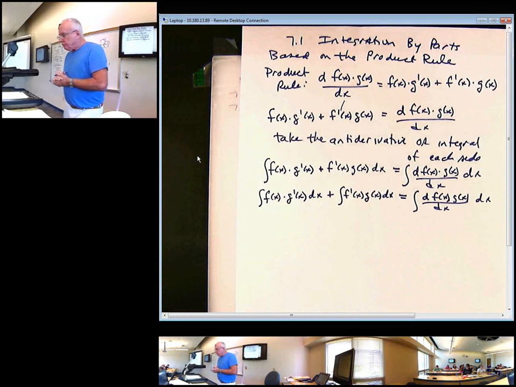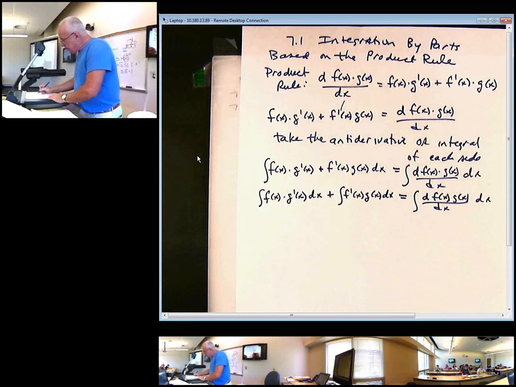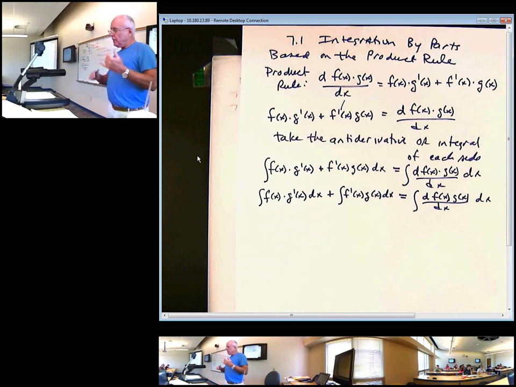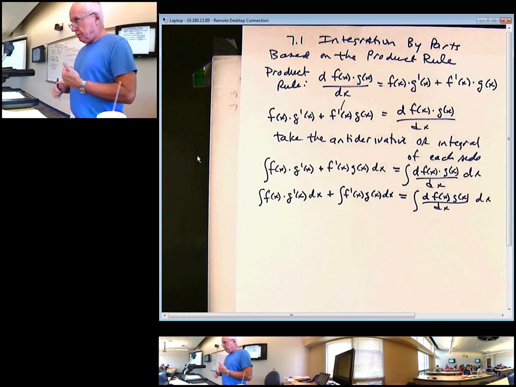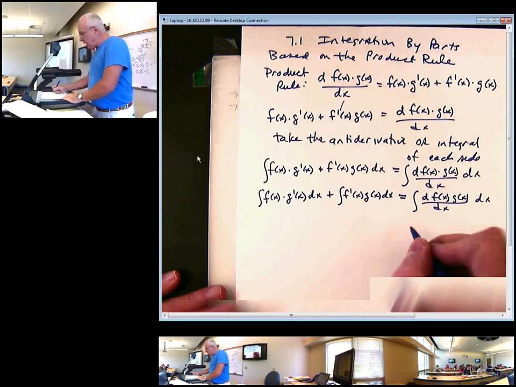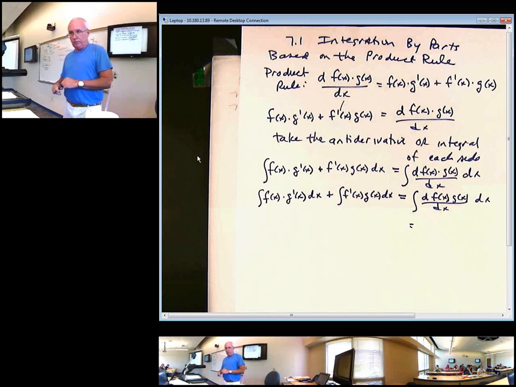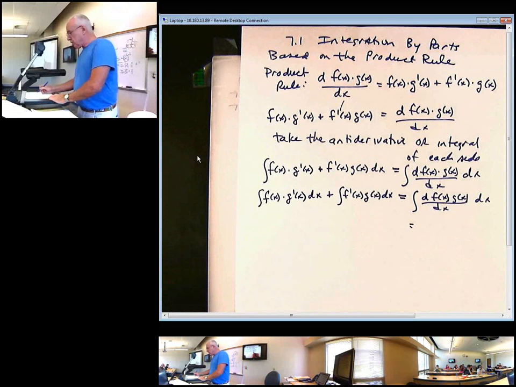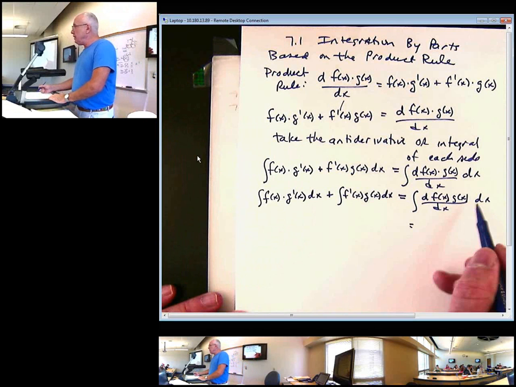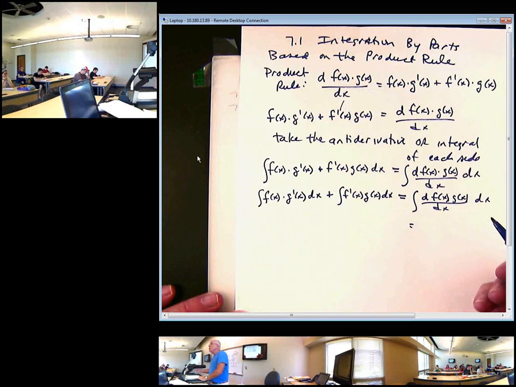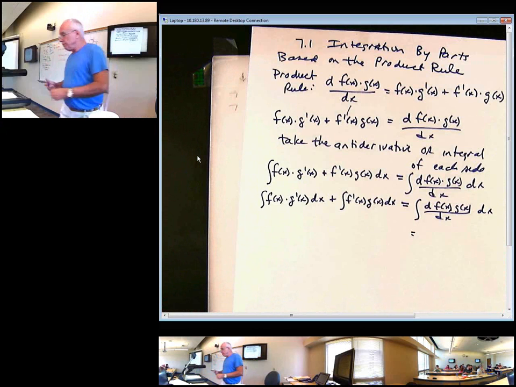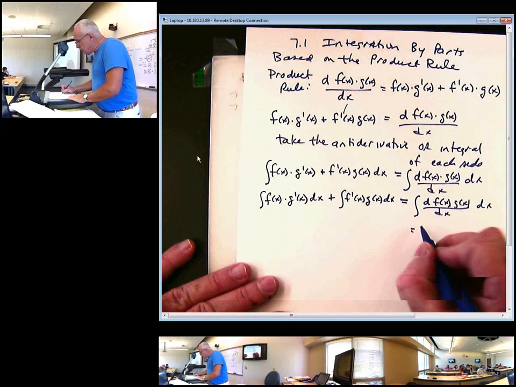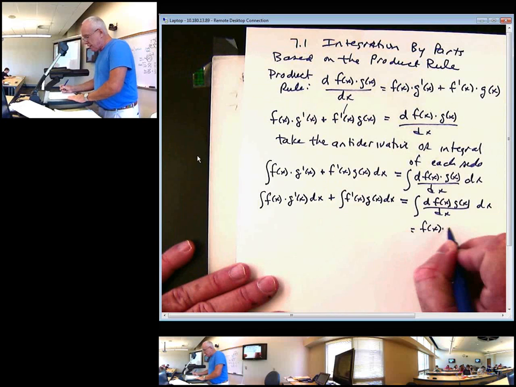All right. Now, this right-hand side, we're taking the integral or antiderivative of a derivative. And so this involves f of x times g of x. What will I get as the result here on the right-hand side to simplify it? Exactly. Because when we do the antiderivative of a derivative, they cancel each other out. So on the right-hand side here, I just have f of x times g of x.